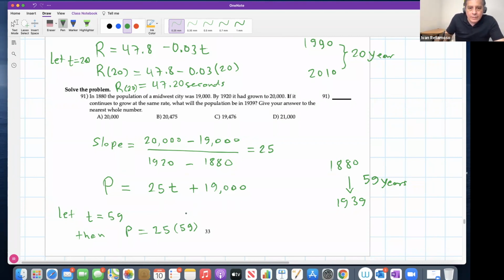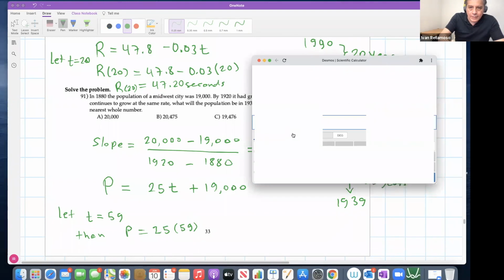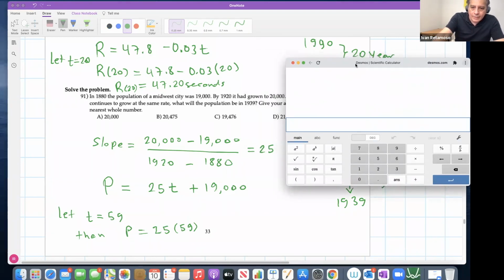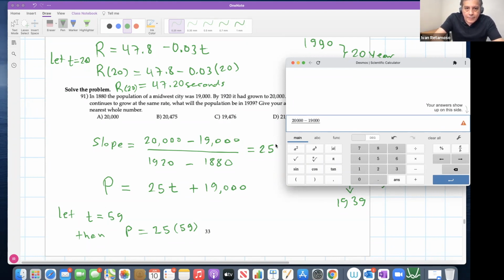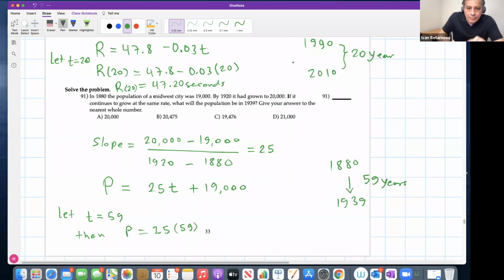But let me just double check the rate of change, okay? It was 20,000 minus 19,000 over 1920 minus 1880. Yeah, 25. I was right. Everything good. Yeah, always check your work.